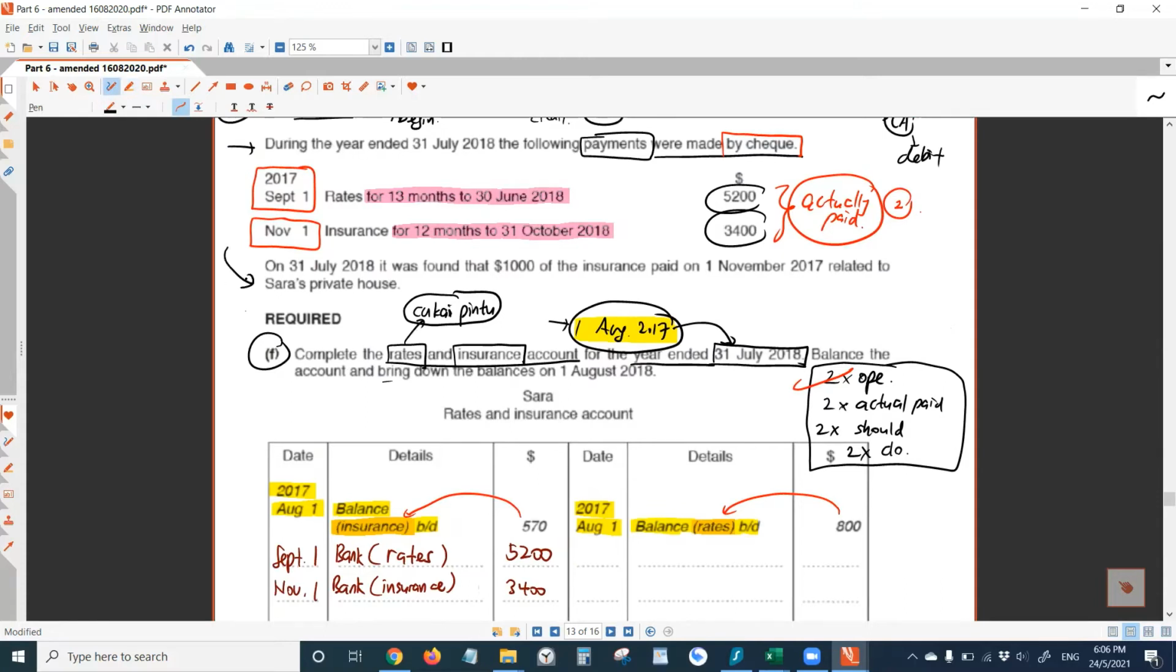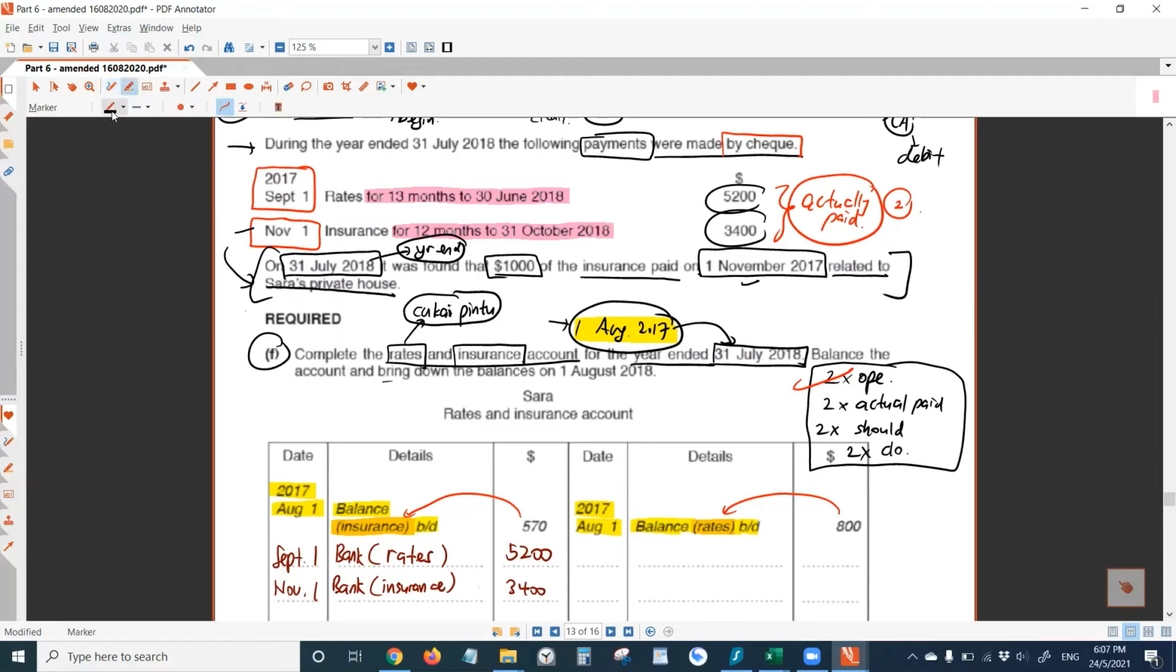The last paragraph is something very special, and you must remember what the entries are here. For this last line, it's actually about drawings. You must remember how you record drawings in income or expense accounts. It says on 31st July 2018, what day is that? Year end. So at the end of the year, it was found that 1,000 of the insurance paid on 1st November 2017 was related to Sarah's private house.